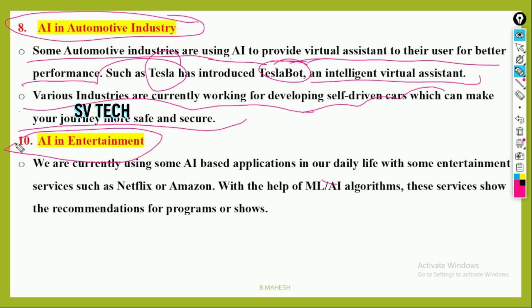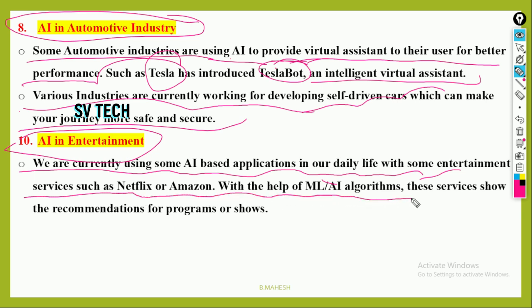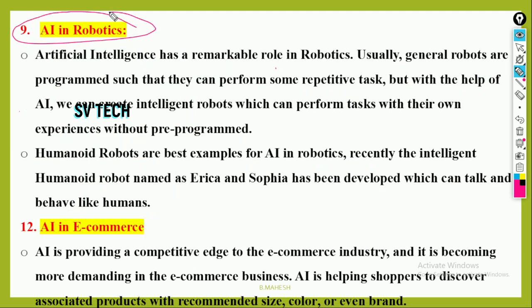Next one, AI in entertainment. We are currently using some AI-based applications in our daily life with entertainment services such as Netflix or Amazon. With the help of ML or AI algorithms, these services show recommendations for programs or shows in which you are interested.